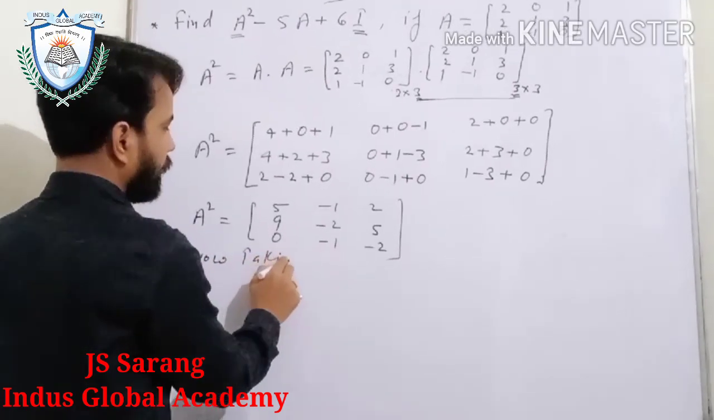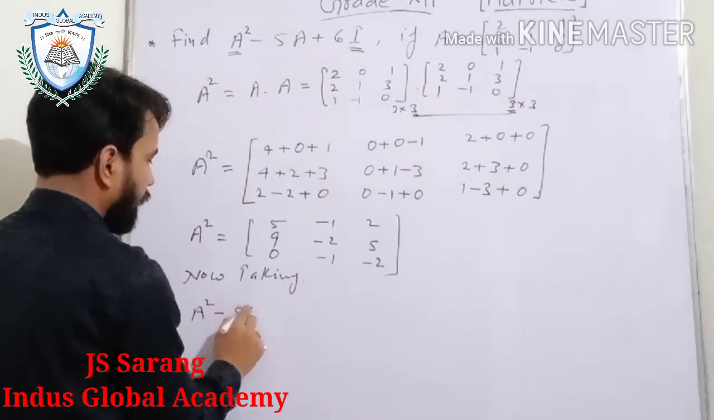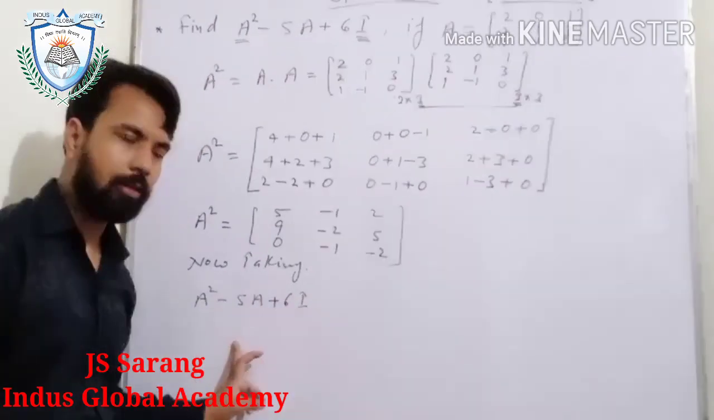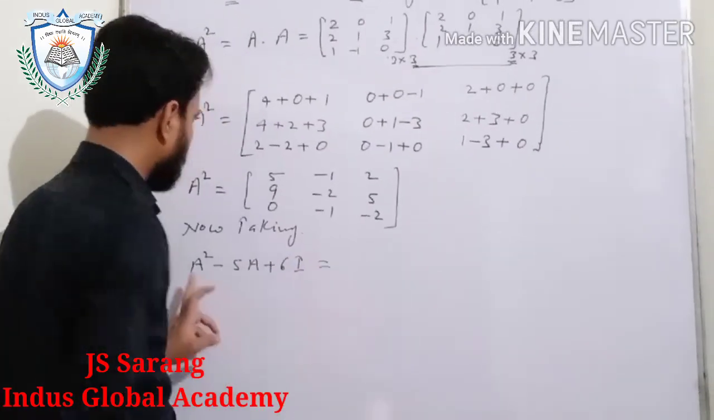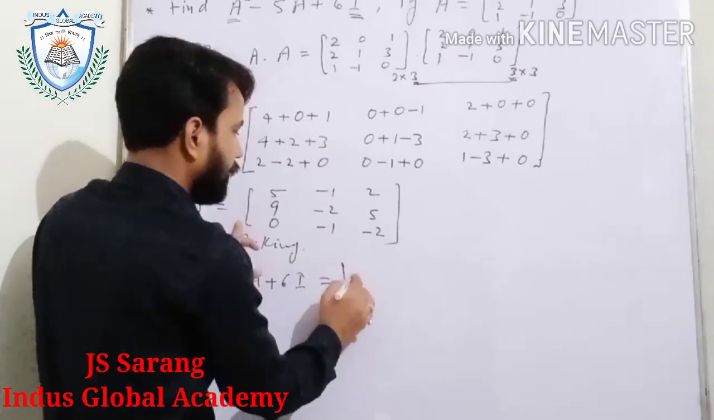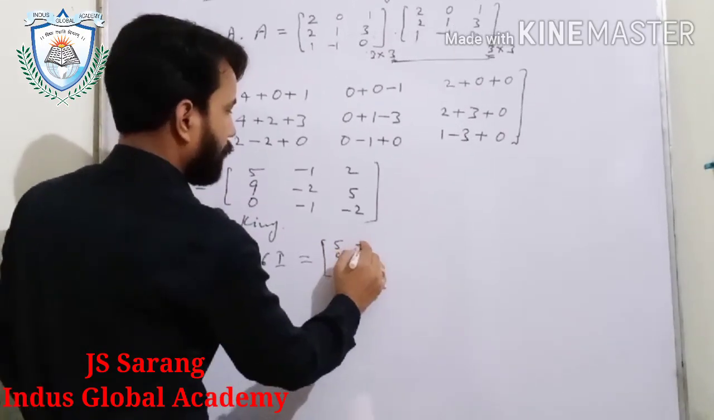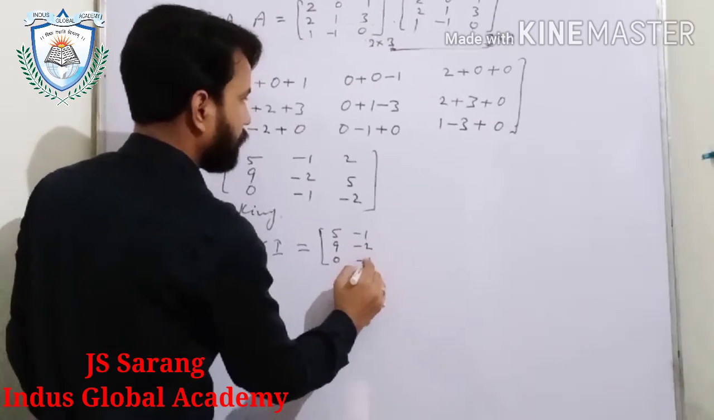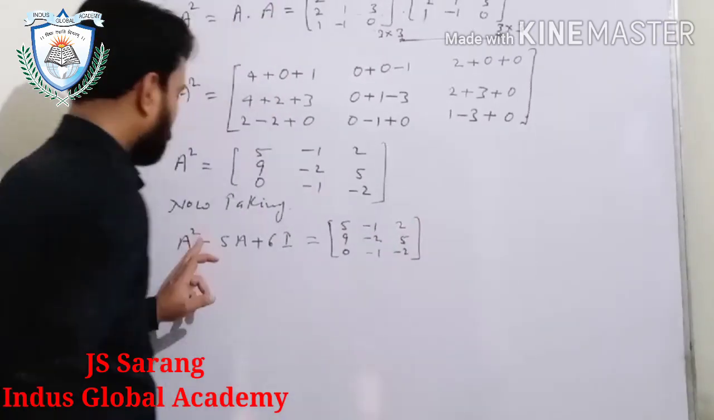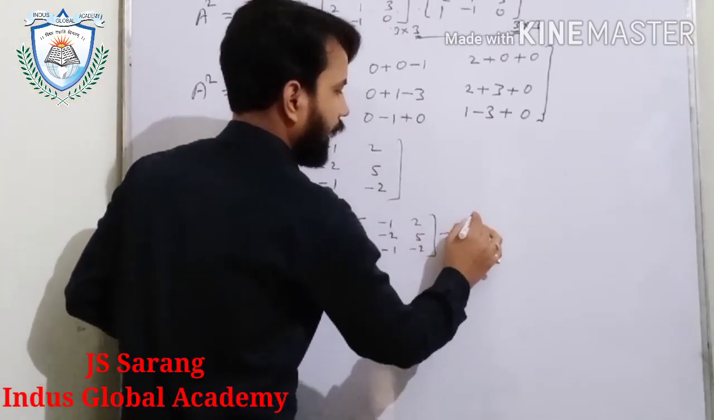Now taking A squared minus 5A plus 6I, we have to find its value. So now we will substitute the values. A squared we have already found out here, so we substitute this value here: 5, 9, 0, minus 1, minus 2, minus 1, 2, 5, minus 2. Minus 5A, so minus 5 and A.